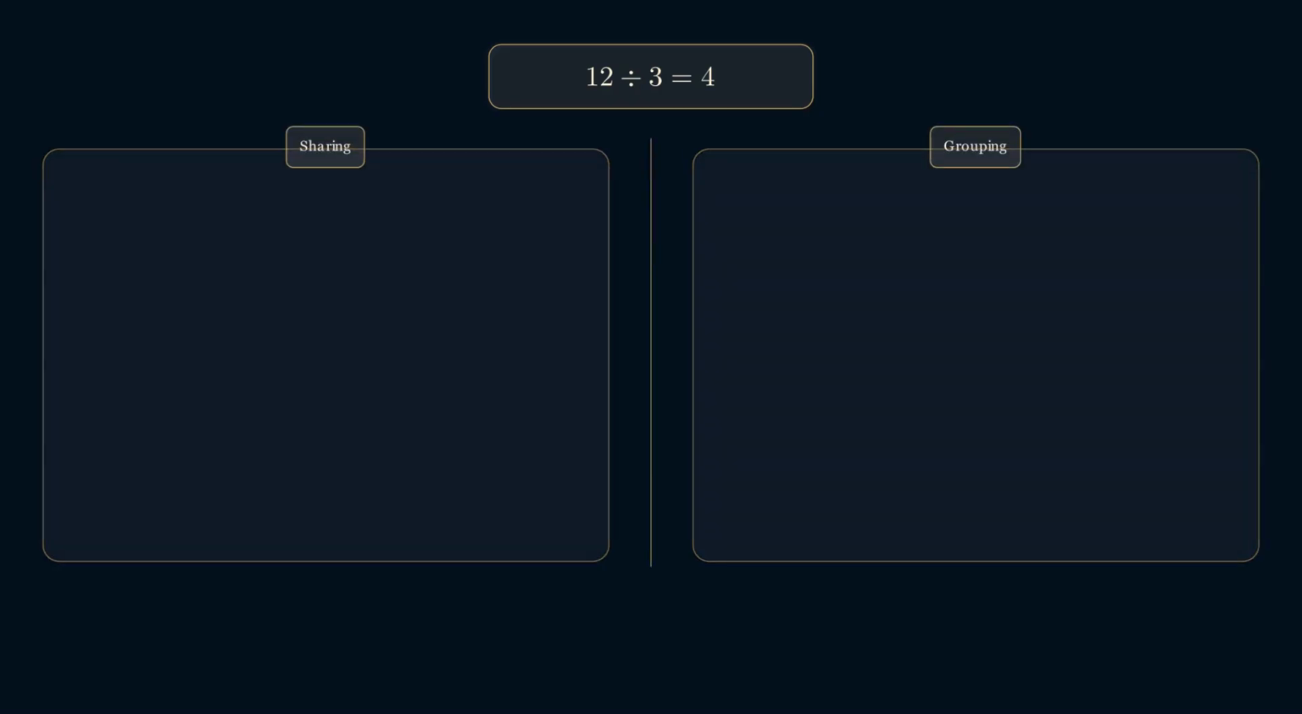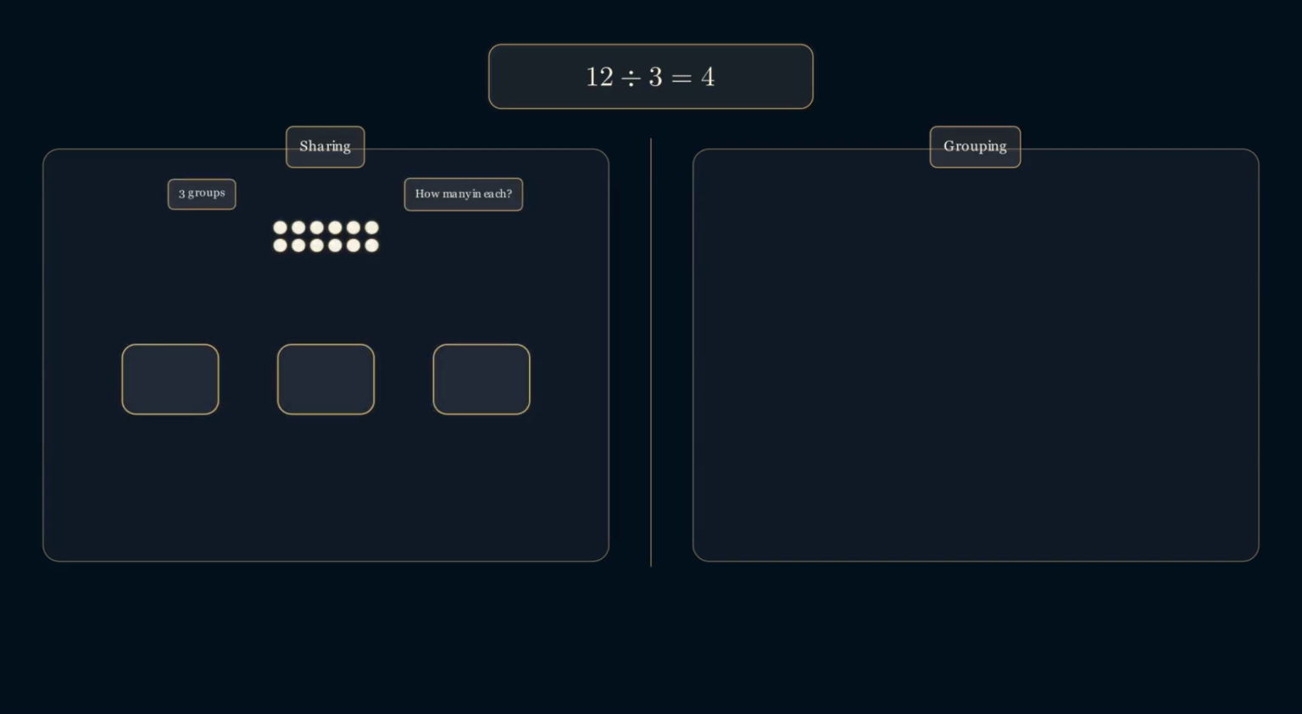The calculation at the top is 12 divided by 3 equals 4, but the meaning of the answer depends on the question. On the sharing side, the 3 means 3 groups. We share 12 counters equally into those 3 groups. The answer 4 means 4 in each group.